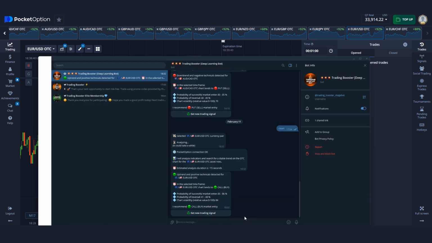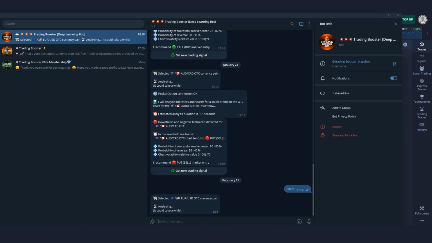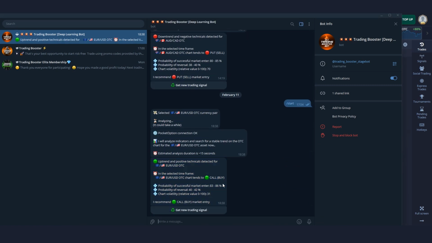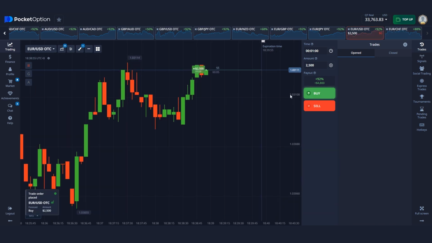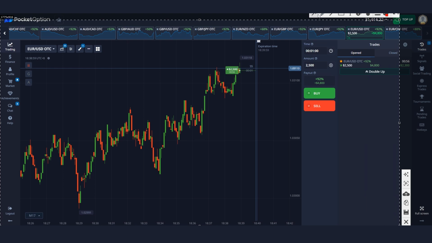Let's look at an example on the euro dollar to see how BoosterBot handles its task right now. We're choosing a trade for 1 minute, and we get a great buy signal with excellent percentages for success. On the new candle, I'm opening a buy trade. As you can see, on this currency pair there's a pretty good upward movement, so our trade is quite safe.